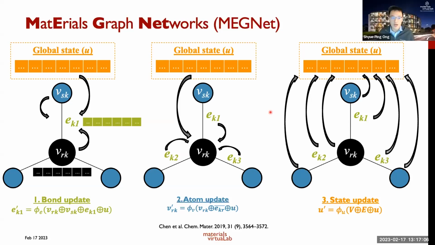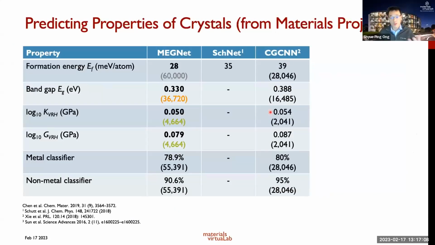The first thing that we did was take the data that we already have from the Materials Project and train MAGNET models to predict key properties of materials, such as the formation energies, the band gaps, the bulk and shear moduli, and also do some classification tasks like whether a material is likely to be a metal or an insulator. It turns out that MAGNET models, or graph deep learning models in general, are extremely effective at predicting properties.